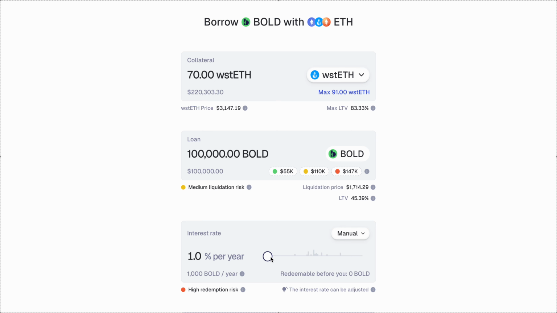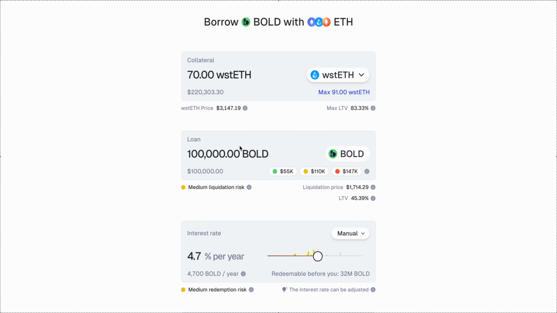But as we increase the interest rate, you will see the amount of BOLD redeemable before you increase as well. So as your cost increases, so does your protection from redemptions. So this is the primary way to determine how not to get redeemed, by seeing what other borrowers do on Liquity V2. And this is a personal decision, how risky or how risk off you want to be.